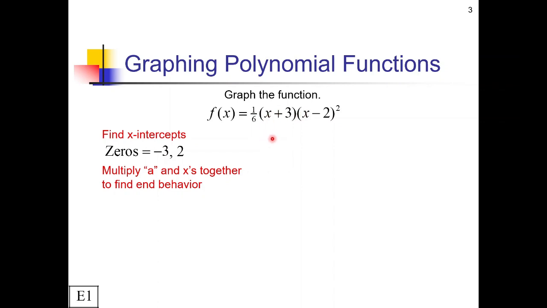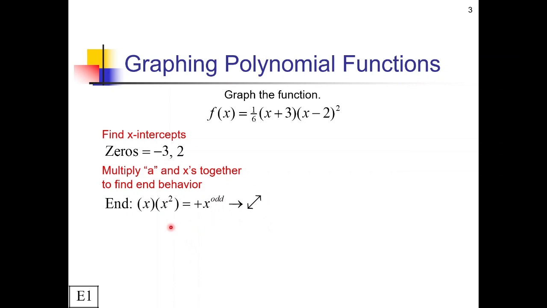So pause the video and see if you can figure out what the end behavior should be. Alright, so we have a positive times an x times, this is actually going to be an x squared. That all comes out to a positive x to the third, which in general is going to be a positive x to an odd power. From before, we know that this is going to be an up line sort of end behavior, where we are starting low and ending high.